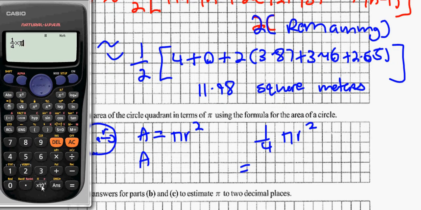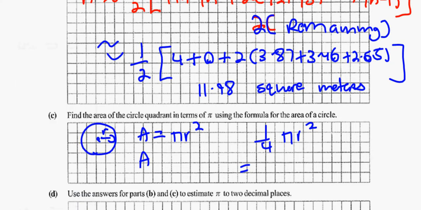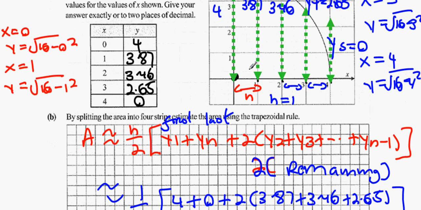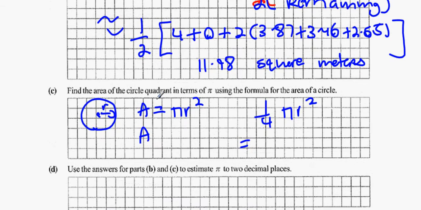And the radius is 4 squared. Because remember we said earlier that the radius is a distance of 4, so this can be 4 pi. Okay, so it's going to be a quarter pi times 4 squared, and that answer is going to be 4 pi.